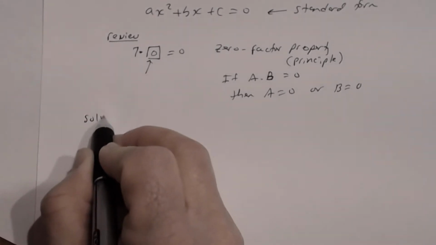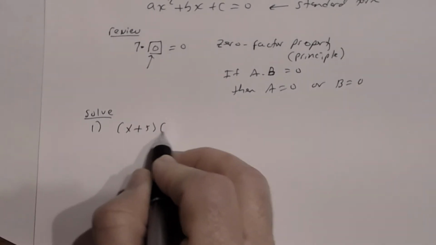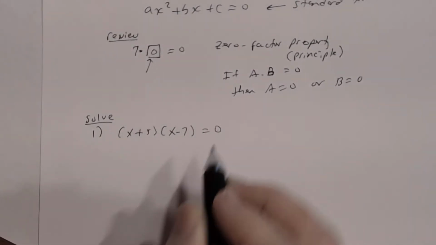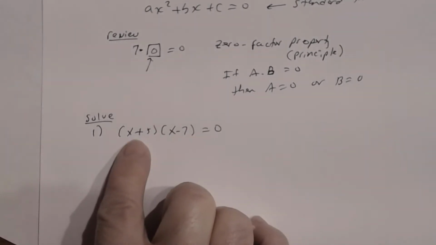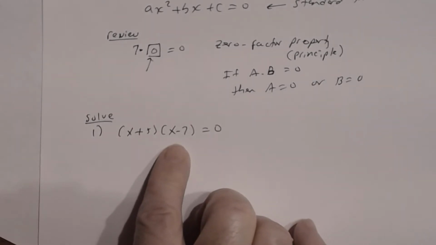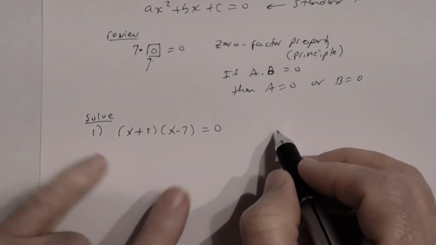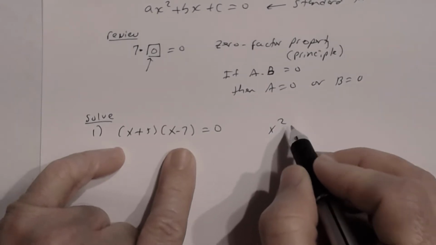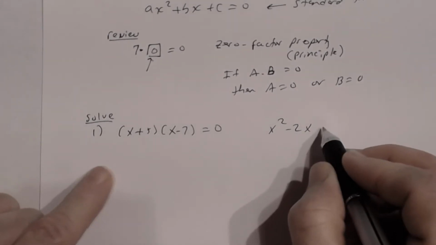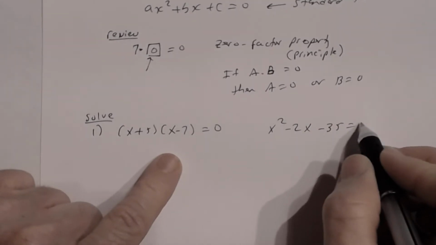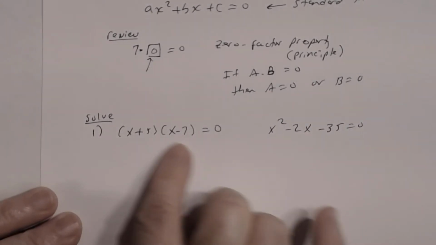And so, for example, let's look at this equation. We're going to solve it. Number one, let's suppose we have x plus 5 times x minus 7 is equal to 0. Now, first of all, I want you to understand, do you realize that this is a quadratic equation? It's already in factored form, but it's quadratic. If you FOIL this, what's x times x? Well, that's x squared. The outer is negative 7x, the inner is 5x, you get minus 2x, and then the last is minus 35. So you see this is a quadratic equation, and it's in standard form. This is already factored, so it's been factored for you.